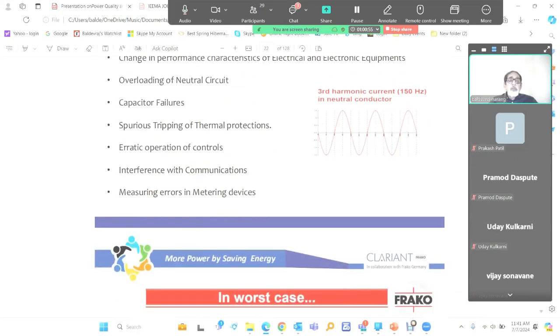Then the controls, similar to loads, also get affected because they are not getting a pure 50 hertz supply. They are getting erratic harmonics, and their operation can also be erratic. Then communication is affected. There is interference with communication, and the meters don't read correctly. Many times we have seen even the meters stop reading when the harmonic concentration is very high.